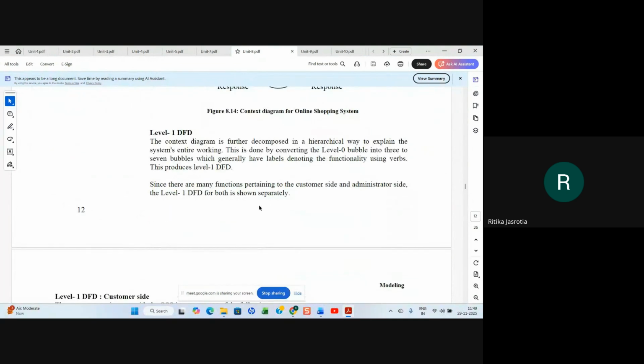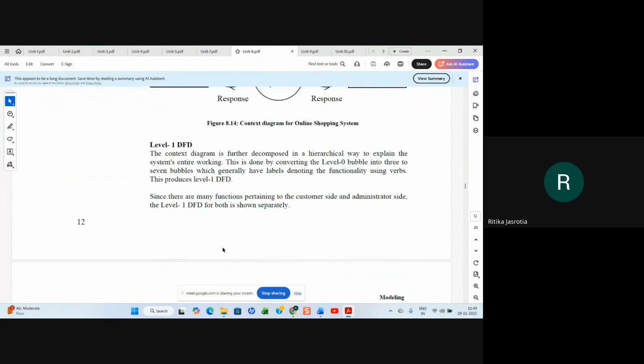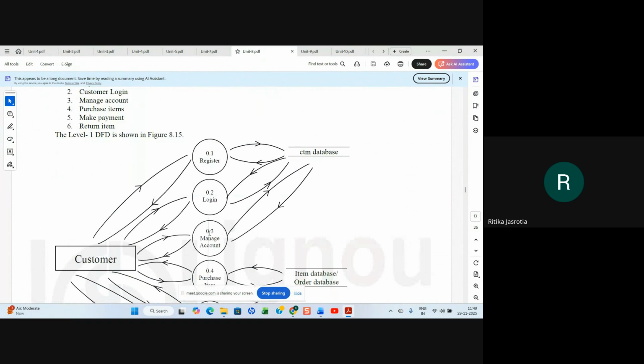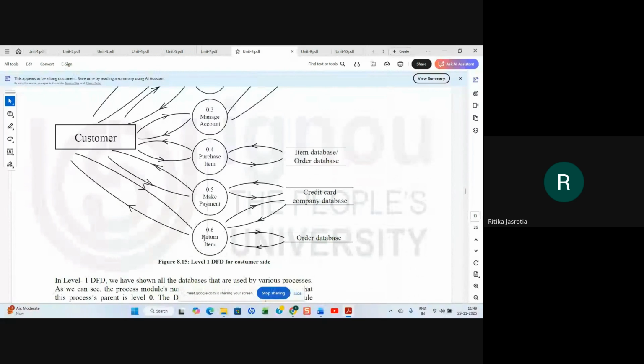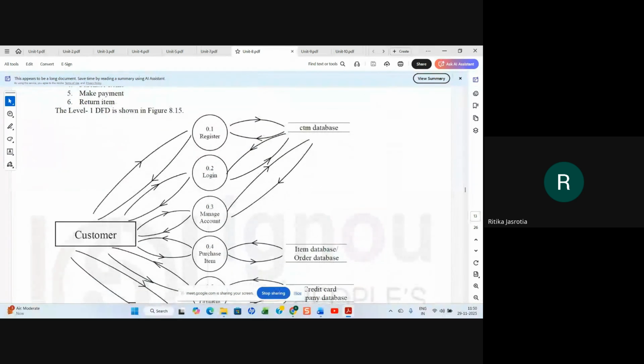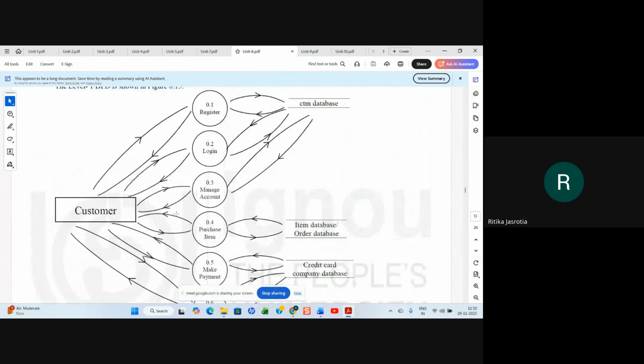Then you come to one level DFD. This context level DFD is further decomposed in a hierarchical way to explain the entire system. So minimum 3 levels to 7 levels you can have. Here level 1 DFD from the customer side they are explaining. You have registration, customer login, manage account, purchase item, make payment, return item. From the customer point of view, the customer can register, log in, manage account, purchase item, make payment, and return the item. These are the things a customer can do.